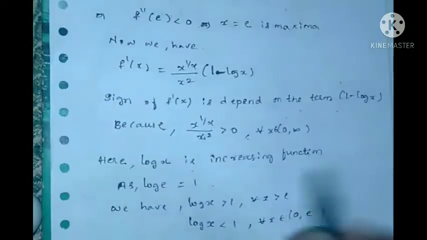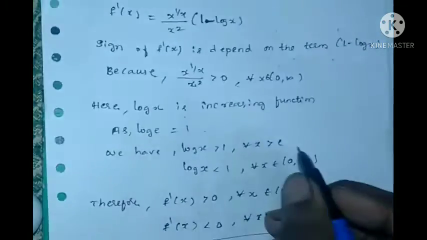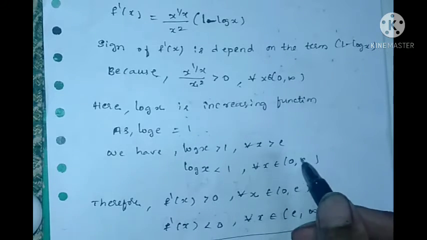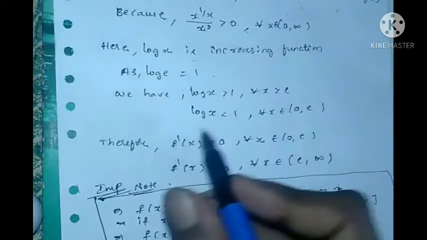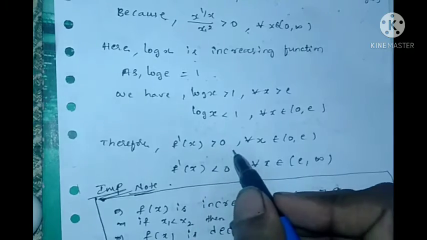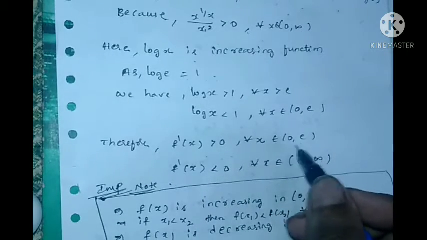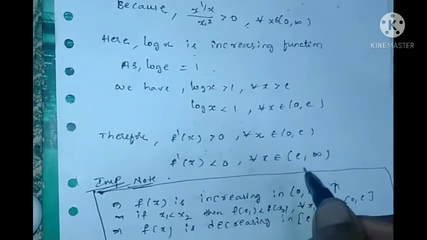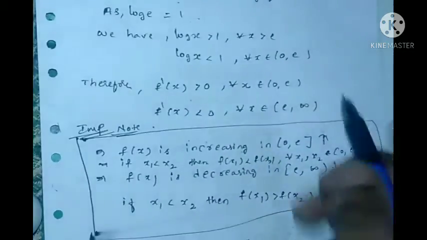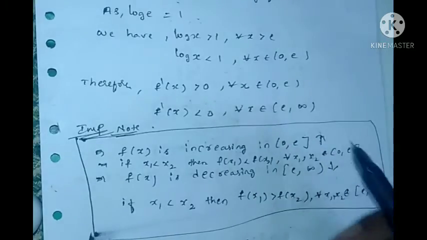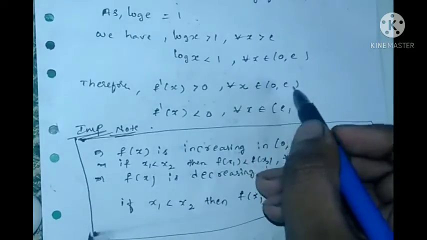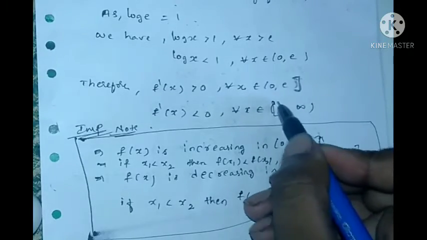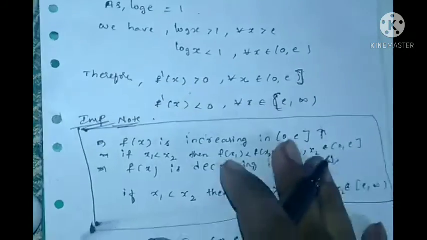We have log x greater than 1 for all x greater than e, and log x less than 1 for all x belongs to the open interval 0 to e. Therefore f dash of x is greater than 0 for all x belongs to open 0 comma e, and f dash of x is less than 0 for all x belongs to open e comma infinity. Here we take this as closed, and this is also closed, e comma infinity.